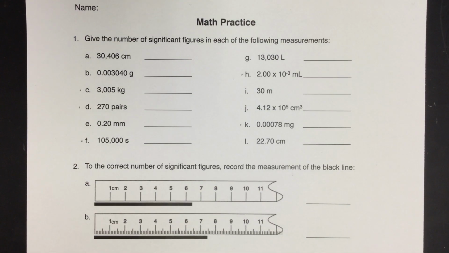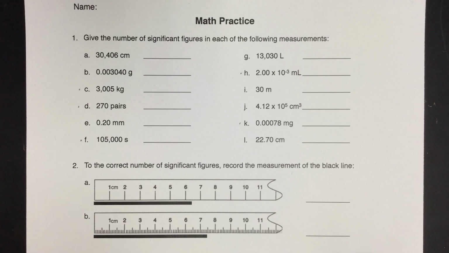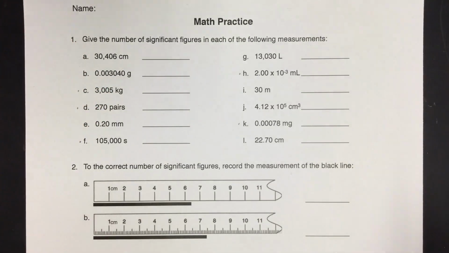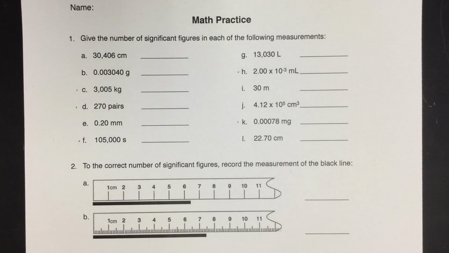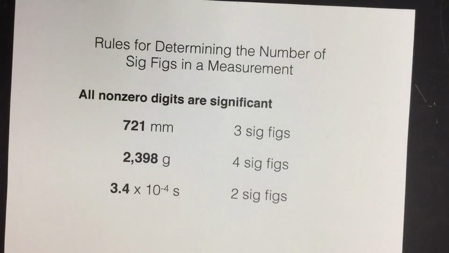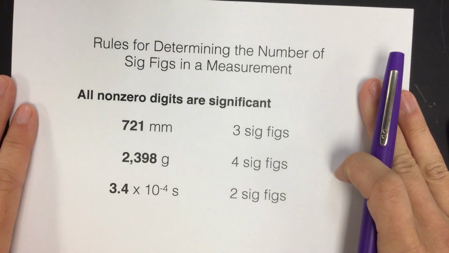Alright, hello class. This is the first video in a series of math skill videos, starting with how you determine the number of significant figures in a measurement. This is from your math practice packet. We're going to go over a few examples from number 1, but before we do that, let's review our rules for significant figures. There are a few. Hopefully it'll be more clear as we go through the questions, and I'll refer to these rules.